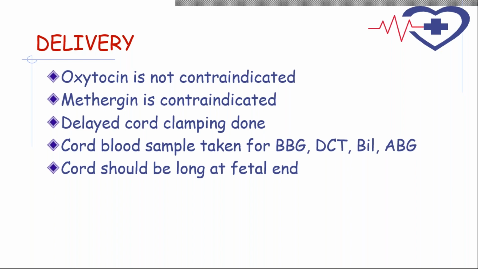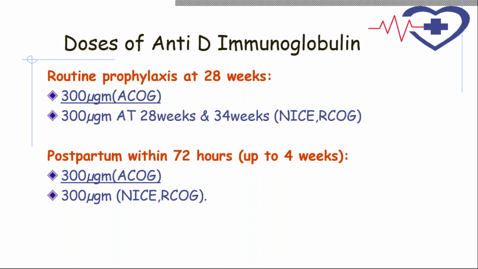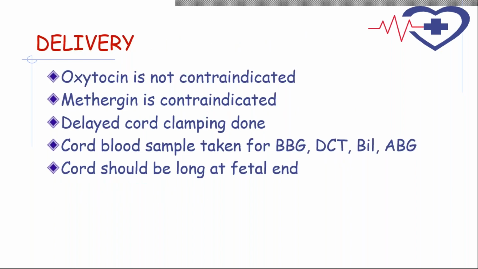Then cord blood samples should be sent for baby blood group, direct Coombs test, serum bilirubin, and hematocrit. Soumya, you have not changed the slides. You have not brought up the slides which I have sent to you. ABG is not to be sent for the baby. Just one moment. Okay, please delete this ABG and add hematocrit.